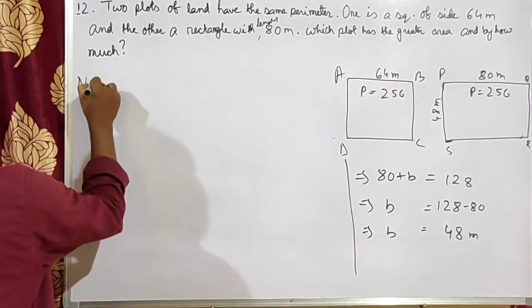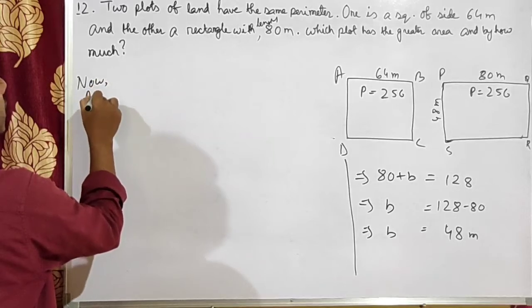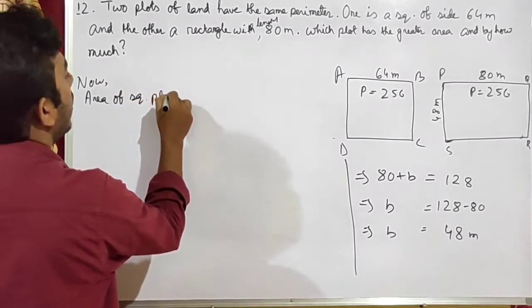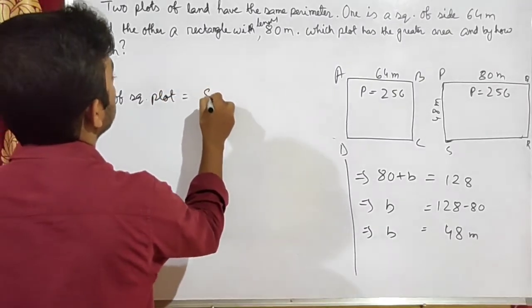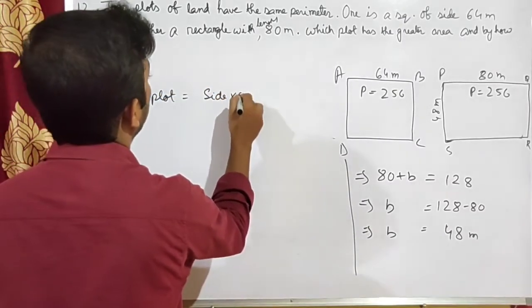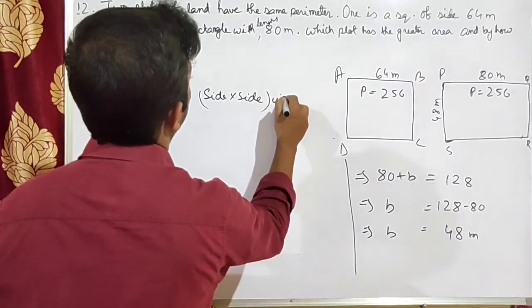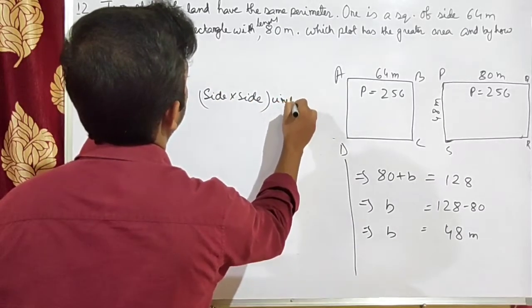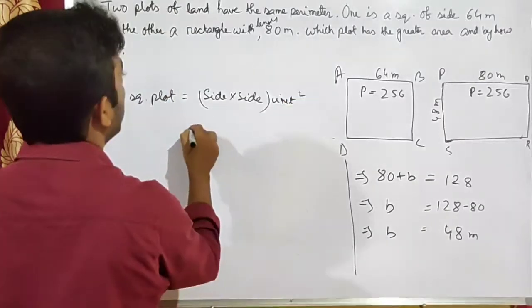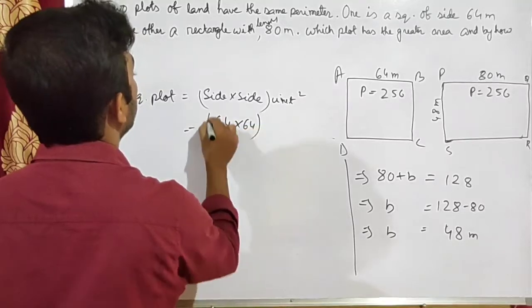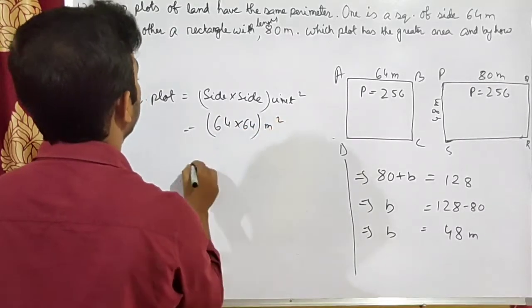So now the area of the square plot. Area of square is what? Side into side, or side square, isn't it? So we write side into side, unit square. The side here is what? 64 into 64. The unit is meter, so it will be meter square.